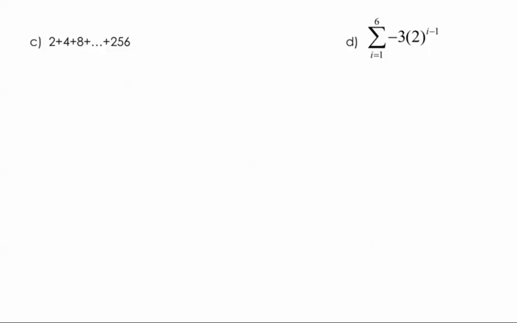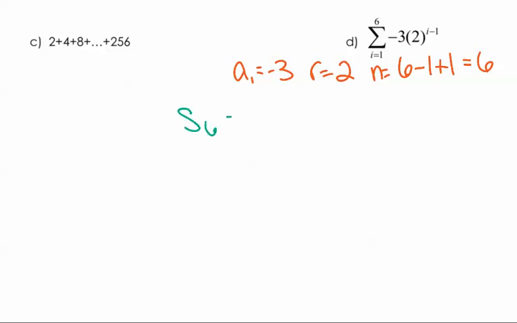So I'm going to go ahead and find my A sub 1, which is negative 3, my r, which is in the parentheses of 2, and then my n, which is top number minus bottom number plus 1, which ends up being 6. It's usually what that top number is, but not always, so be careful. So go ahead and plug that into our formula then. S sub 6 equals A1 times 1 minus r to the n all over 1 minus r.